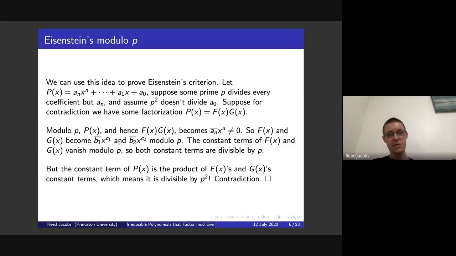But that means when we take the product of their constant terms, we get something that's divisible by p squared, and that contradicts the fact that p squared doesn't divide the constant term of p of x. And so this is why Eisenstein's criterion is true. Are there any questions about the proof of this, or about any of what I've covered so far?